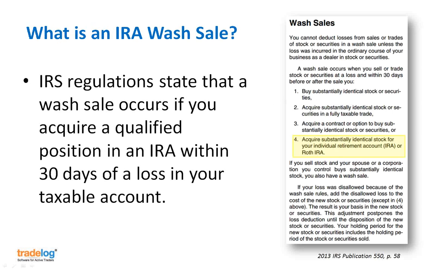As I mentioned, this is not an introduction to wash sales. So hopefully you understand some of the basic concepts of what is involved in the IRS Wash Sale Rule and what a wash sale is. But today what we want to focus on particularly is how wash sales are involved with an IRA. Looking at the IRS regulations, here you see an excerpt from Publication 550, page 58. The IRS regulations state that a wash sale occurs if you acquire a qualified position in an IRA within 30 days of a loss that occurs in your taxable account.